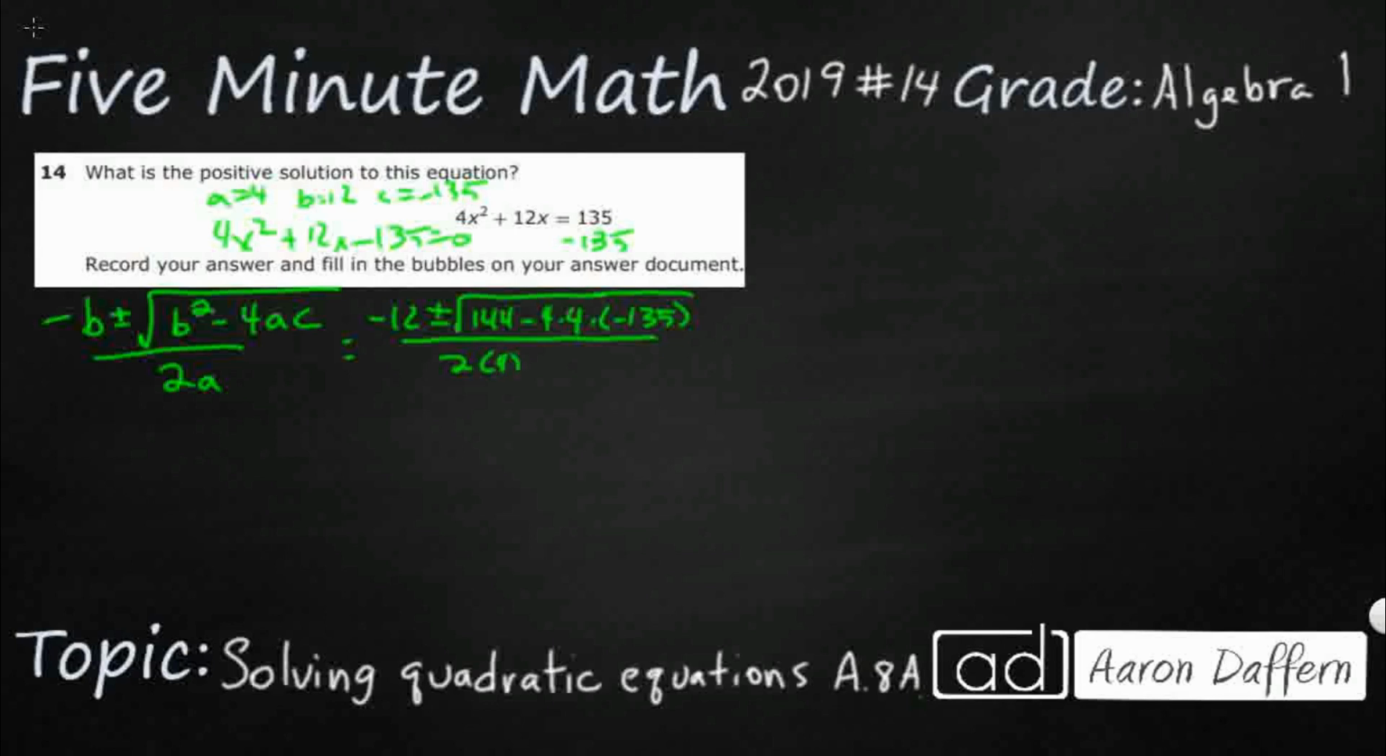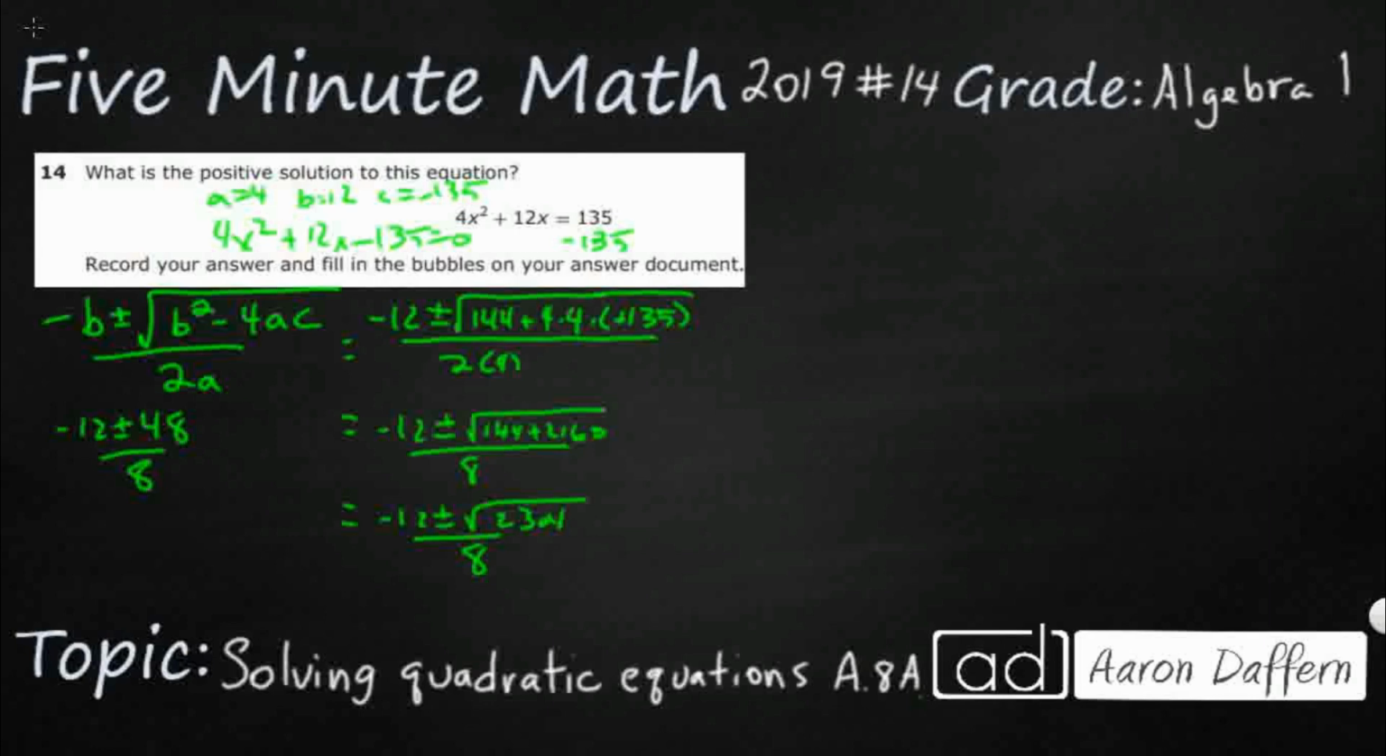All right, so let's do a little bit of simplification here. So 4 times 4 makes 16. And then multiply that times 135. You get 2160. So that's going to equal negative 12 plus or minus the square root of 144 plus 2160, over 8. Negative 12 plus or minus the square root of 2304 over 8. So let's square root that. The square root of 2304 is 48. So I'm going to say negative 12 plus or minus 48 over 8.